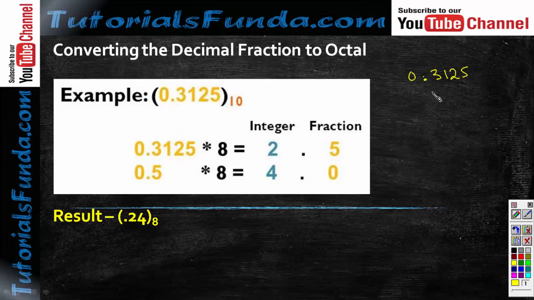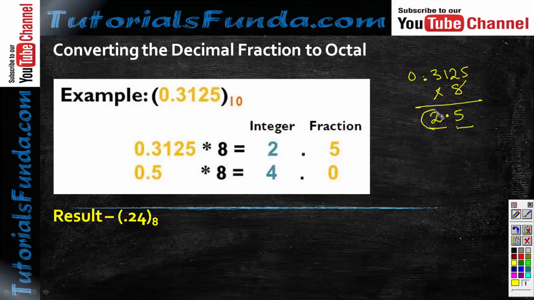When you are converting a decimal fraction to its corresponding octal, what will we do? Just multiply the decimal fraction by 8. That means here we have to multiply 8 with the decimal value, 0.3125. After multiplying, we will get 2.5. So look here, we are getting 2 values, before the decimal point and after the decimal point.